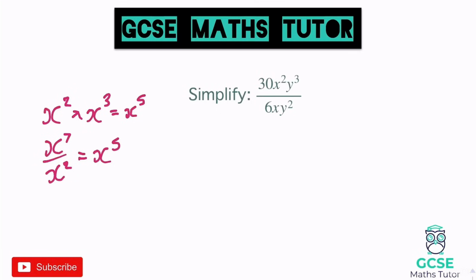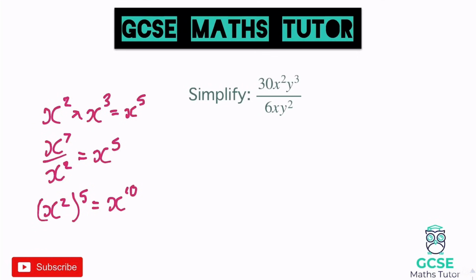And we also have powers in brackets, so if we have x squared to the power of 5, we multiply the powers, so we get x to the power of 10 in that particular example. Now having a look at this one, we've got 30x squared y to the power of 3 on the top and 6xy squared on the bottom.